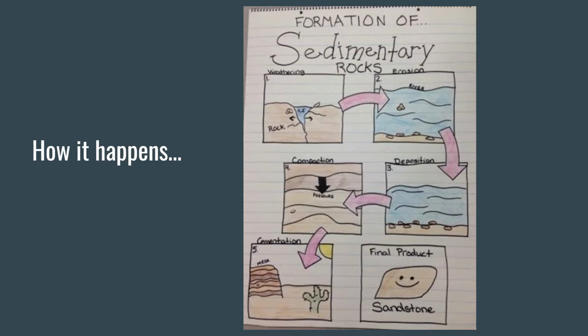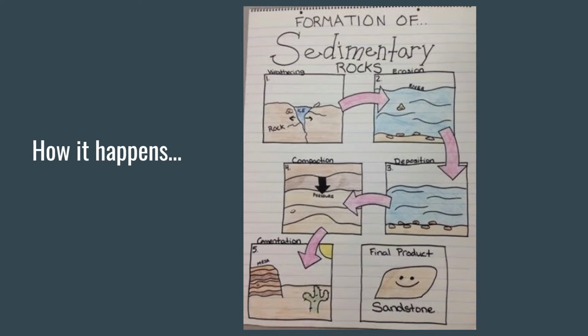So here's a really nice overview of how it all happens. We've got weathering going on. So something is breaking down some rock. It may be by weathering of water. It may be wind. It may be animal. It may be human. But something is weathering. Something is breaking down a rock. That rock is then moving. That's called erosion. The rock is moving somewhere else.